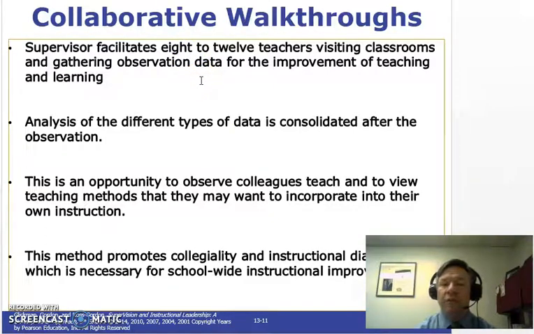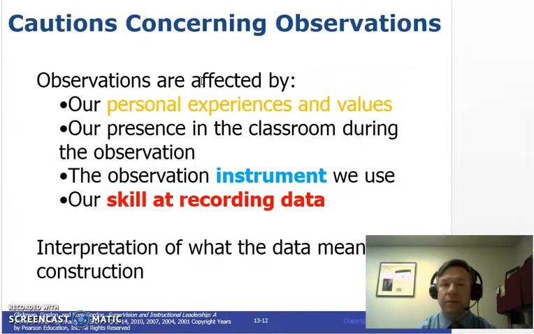The more times the observer can get in and out of the classroom, the better the chance of getting a true sense of what the instruction is like on a day-to-day basis. Keep in mind these cautions for observation. Certainly your personal experiences and values do play into what you see, what you look at, how you make the conclusions. Your presence may change the chemistry in the classroom.